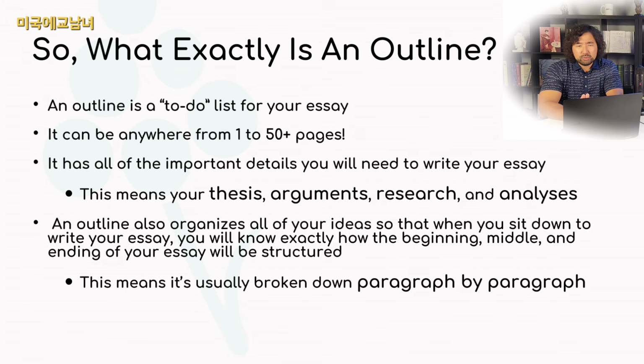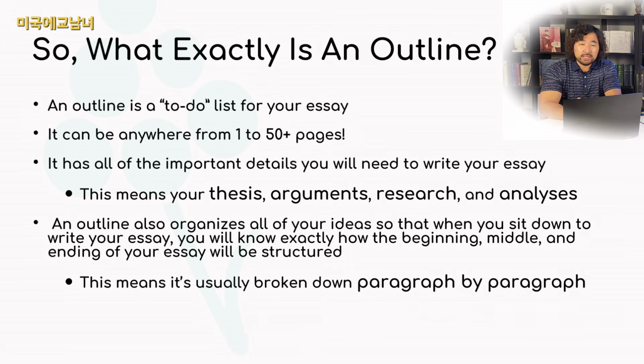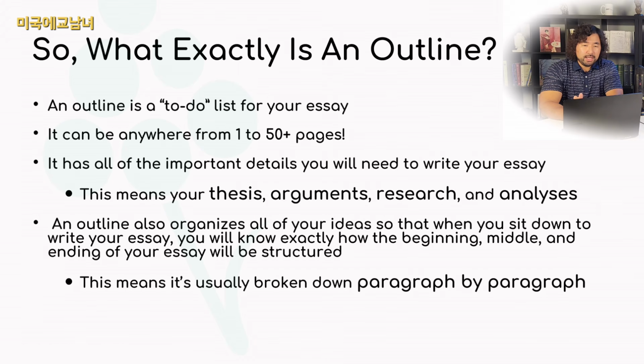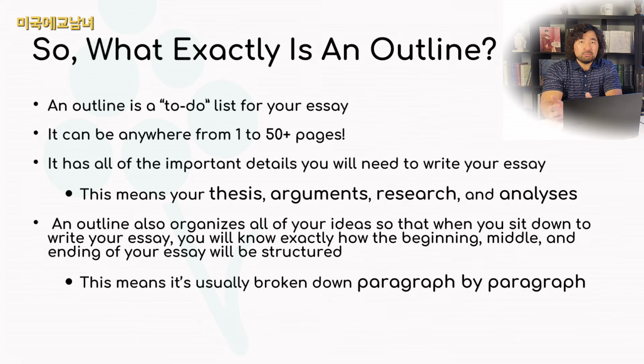It could be anywhere from 1 to 50 pages. Typically it's between 1 and 5 pages, but you could write more if you want. We also have to include very critical information in the outline, such as the thesis and arguments, research, and analysis. Also make sure you organize your ideas first as you're working on your outline. As I mentioned, the beginning, which is the introduction, the middle, which is the body, and the ending, which is the conclusion, need to be organized and structured properly.